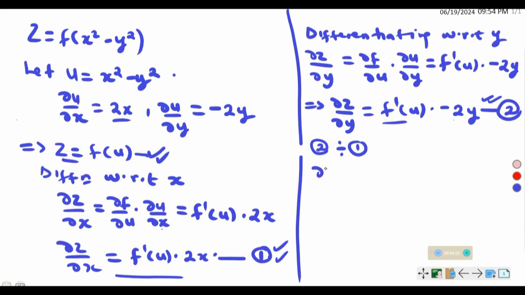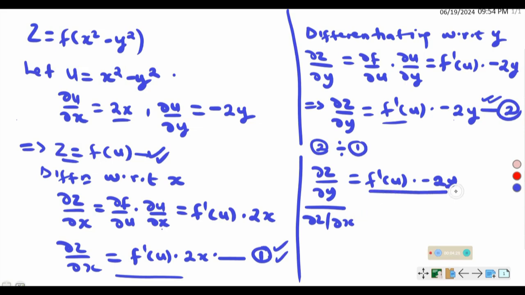So let us get equation 2 and divide it by equation number 1. We are having del z del y equaling f derivative of u times negative 2y. But we are dividing the whole of this by del z del x, which is f derivative of u times 2x. So that is equation 2 divided by equation 1.